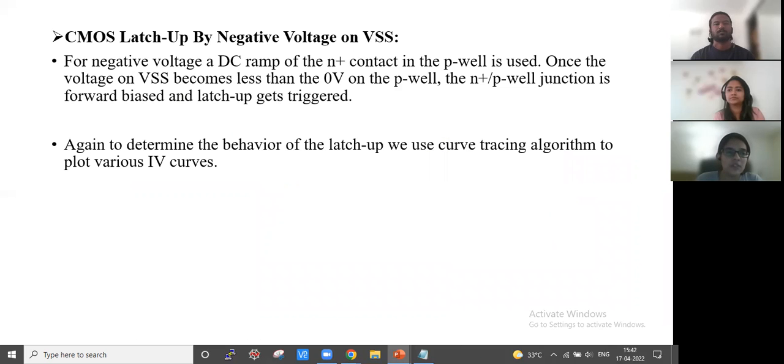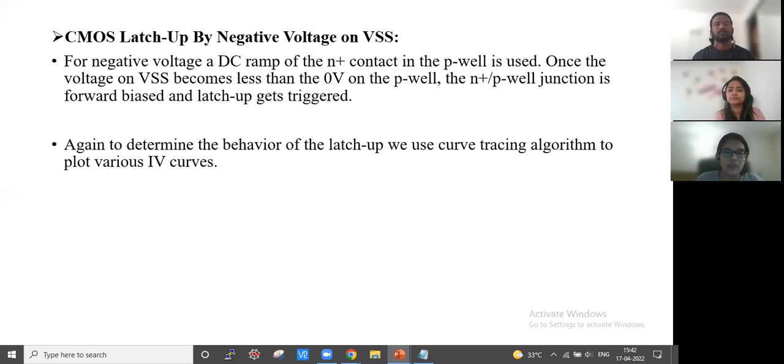Now coming on to CMOS latch-up by negative voltage on VSS. It is the same as the positive latch-up on positive voltage on VDD, but the difference is that in this case the N plus contact in the P well is used, and when the voltage on VSS becomes less than 0 volt on the P well, there will be a forward bias and the latch-up gets triggered.